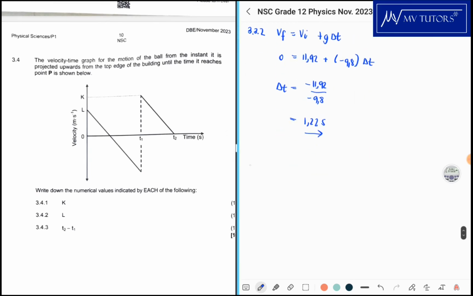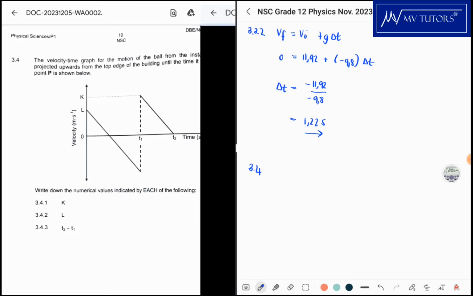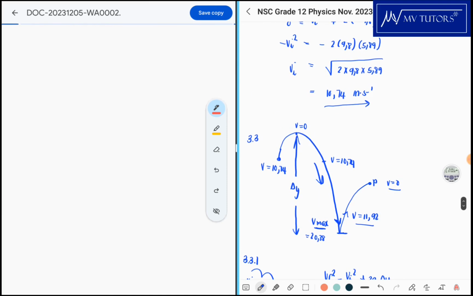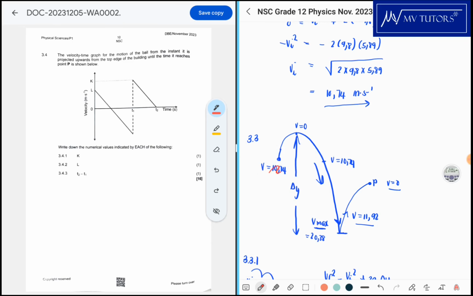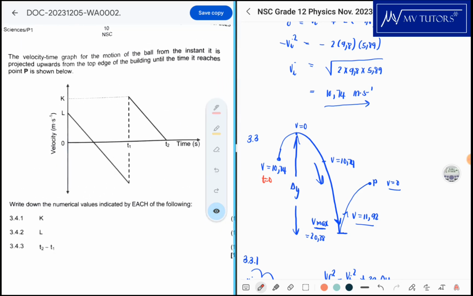Okay, now 3.4. It says the velocity-time graph for the motion of the ball from the instant it is projected upwards from the top edge of the building until the time it reaches point P is shown below. And we're going to have to write down the numerical values indicated by each of the following. Let's look at our drawing over here. So this is time 0.